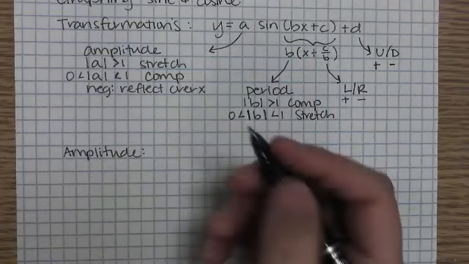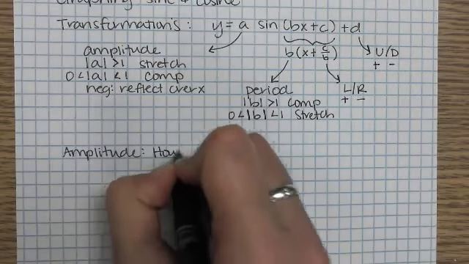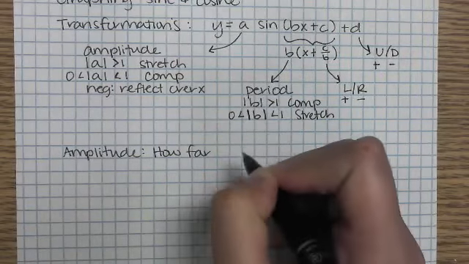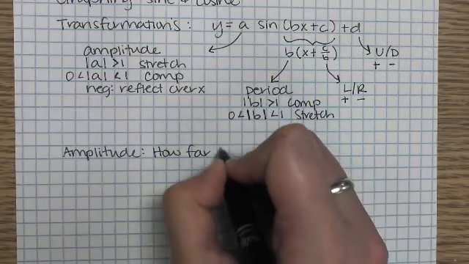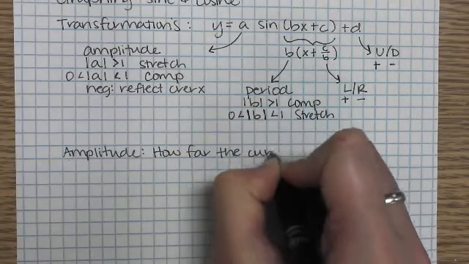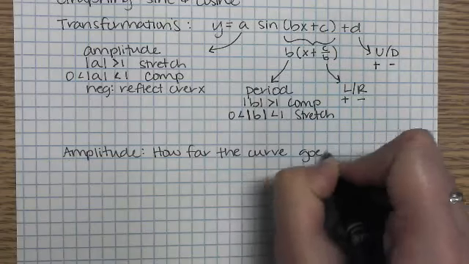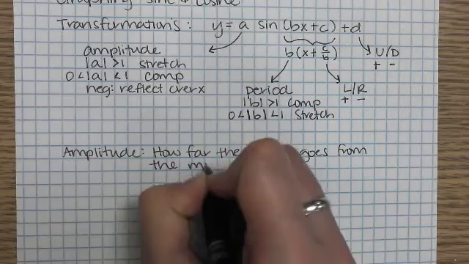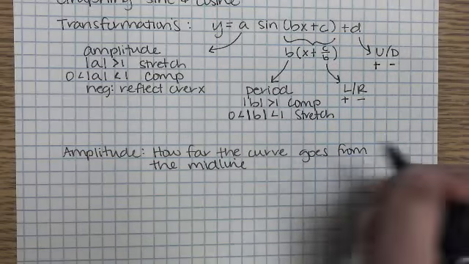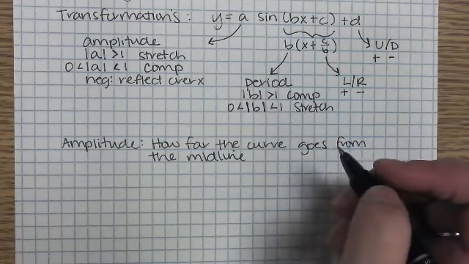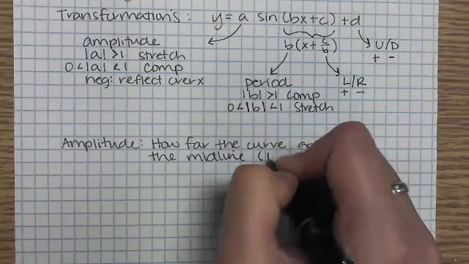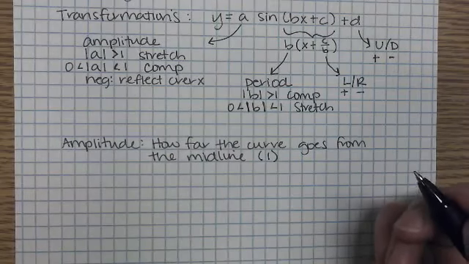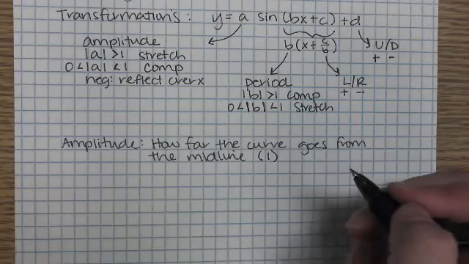All right, so for a definition, the amplitude is how far it goes, and by it I mean the curve. So we could say how far the curve goes from the midline. And we'll discuss that more once we actually get a graph on the paper. And a typical amplitude, if there is no stretch and no compression, a typical amplitude is 1.